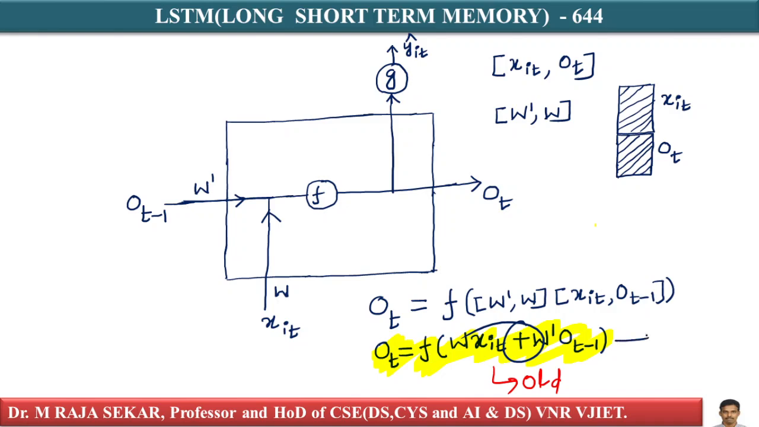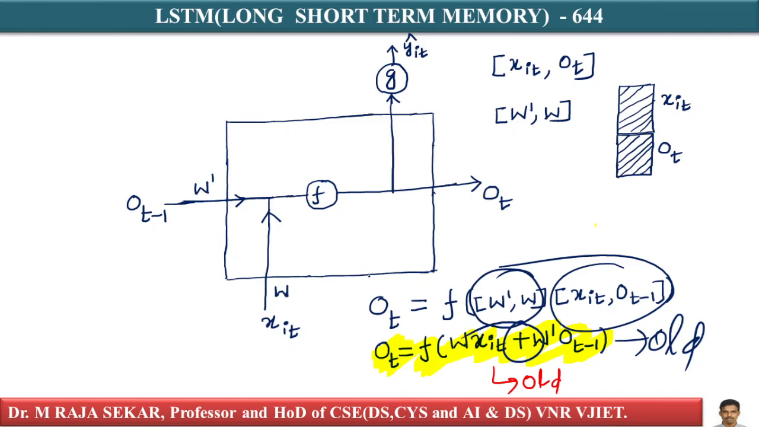In the old notation we are summing up here. Here, instead of summing up, we are concatenating and forming the vectors, isn't it? That's what we are saying. This particular matrix is bigger than W dash and W, and this particular one is larger than xit and OT minus 1. Why? Because they are formed after concatenation.